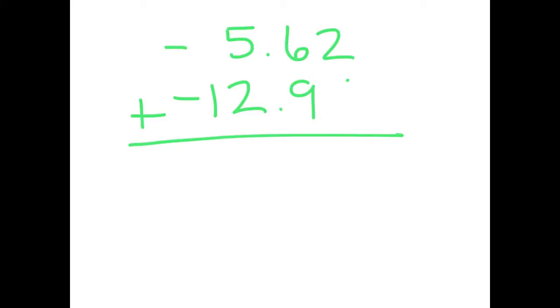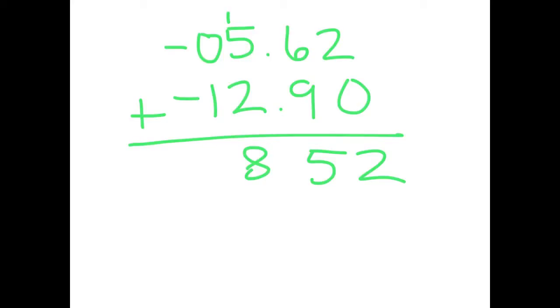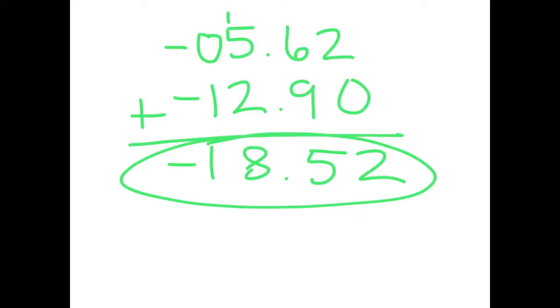First, you want to add your zeros as your placeholders. Now you are able to finally add your equation. So 2 plus 0 is 2, 6 plus 9 is 15, carry the 1, 5 plus 2 is 7, plus 1 is 8, and 0 plus 1 is 1. And don't forget to add your decimal point and your negative sign. So your final answer is negative 18.52, or negative 18 and 52/100ths.